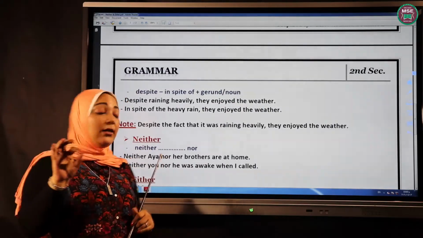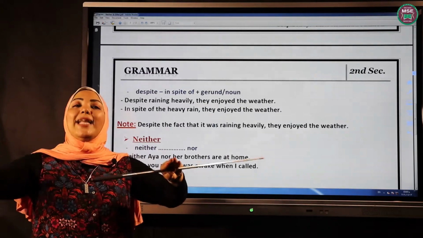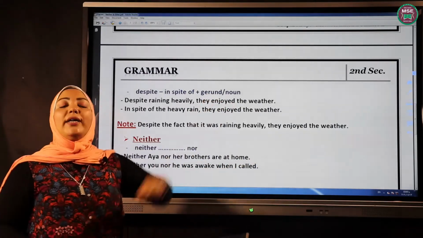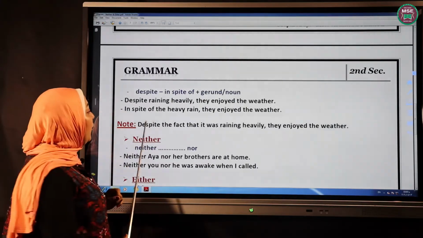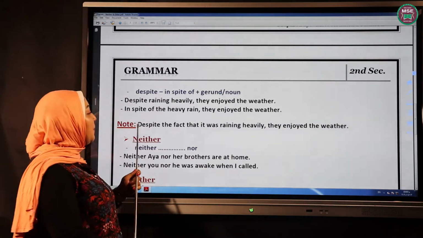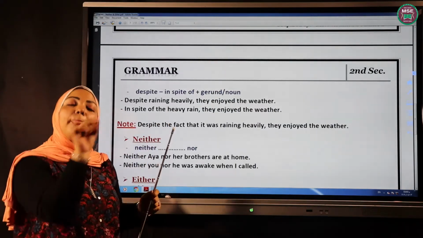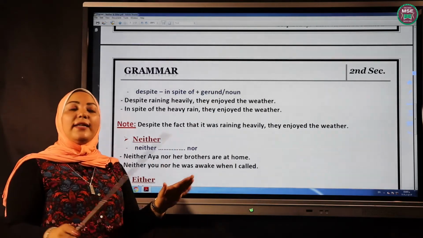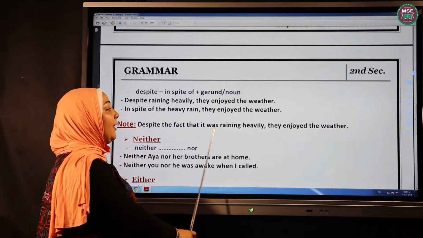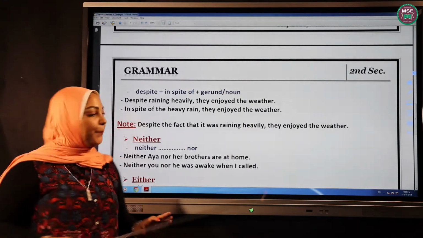Sometimes we can use a whole sentence with despite and in spite of, not a gerund or a noun like this. In what case? Only in this case: if they are followed with this part, despite the fact that, or in spite of the fact that, because that is followed by a regular sentence. So, despite the fact that it was raining heavily, they enjoyed the weather. Okay.